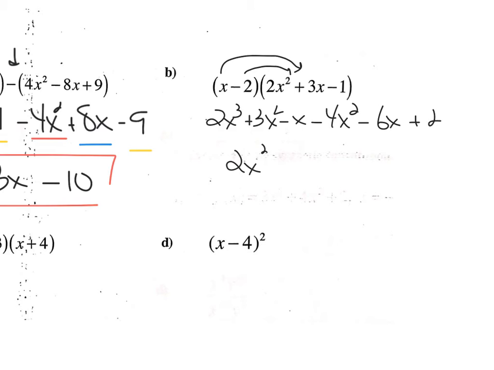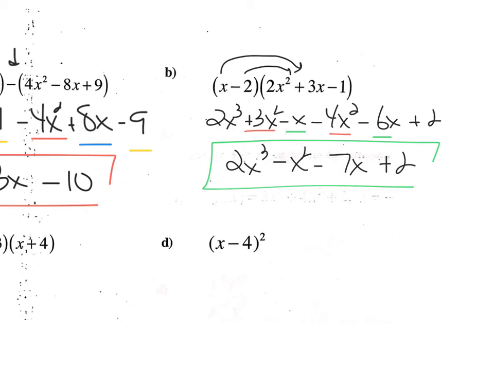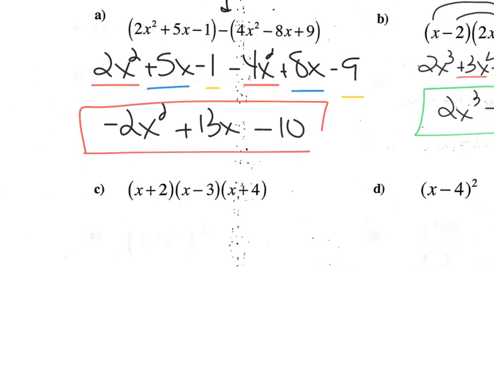Now combine everything you can. Get a 2x cubed. There's a 3x squared and -4x squared. That's -1x squared. Have a -x and -6x. That's -7x. And then I'm going to bring down the +2. And that's it. So get the next one. Next one has 3 binomials. What I'm going to do first, I'm going to do FOIL method with these first two. I would do first, outer, inner, and last.